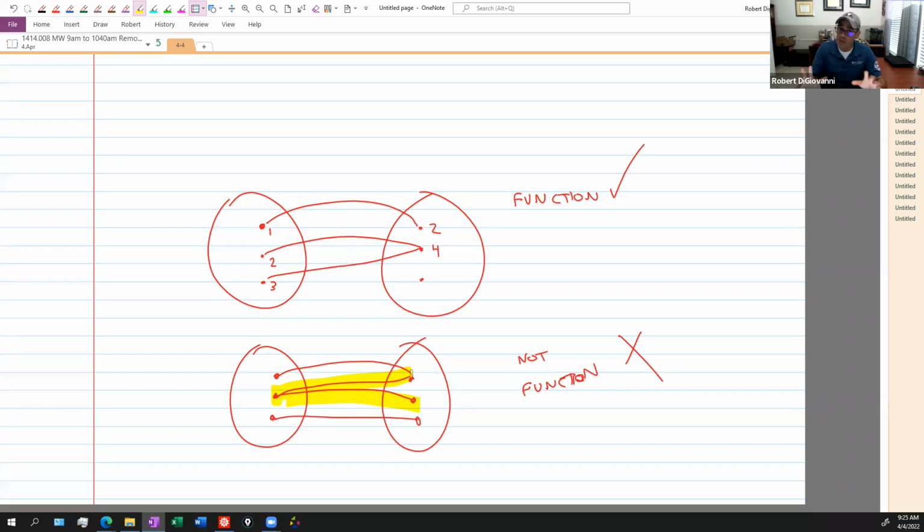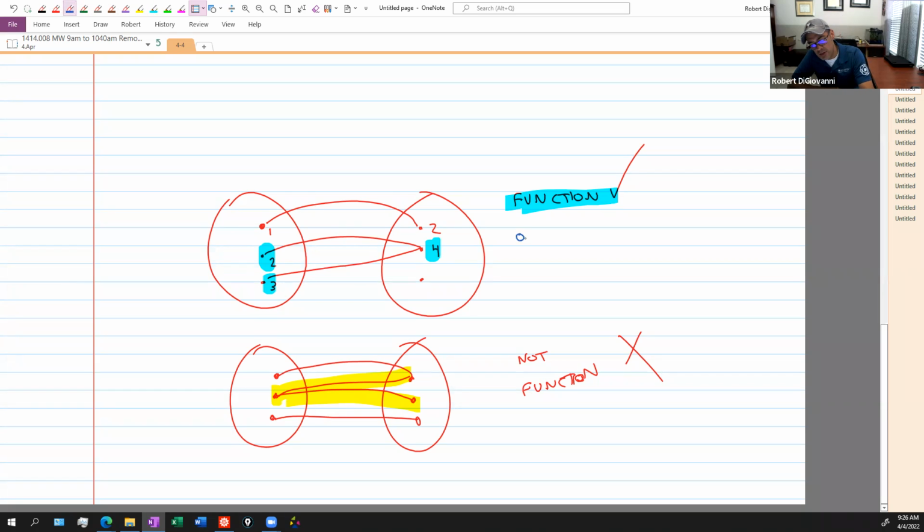Okay, that's a function. But one-to-one means that for each input, it goes to exactly one output, all right? But it has to be different than any other output that the function spits out. So look at this first example that I put here that was a function. Notice that 2 and 3 go to the same point. They both go to 4. Even though that is a function, this would fail to be one-to-one.